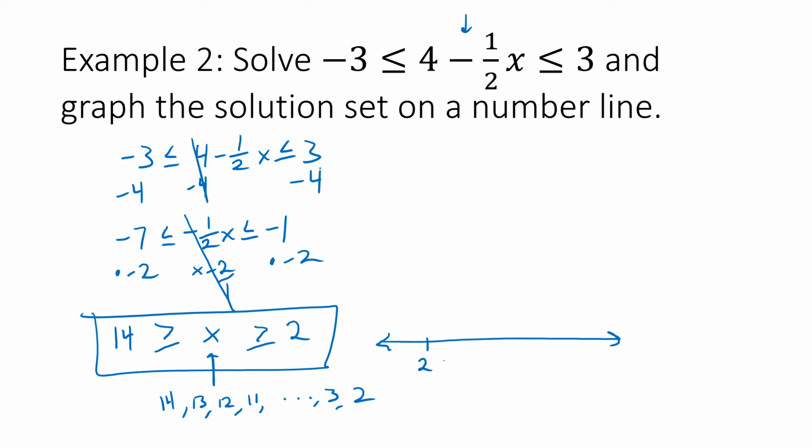Let's write that on our number line. Here's 2, here's 14. Since 2 and 14 do work, because there's an equality sign, I'm going to use a closed dot. And then I'm going to shade everything in between because all the numbers in between work. Final answer.